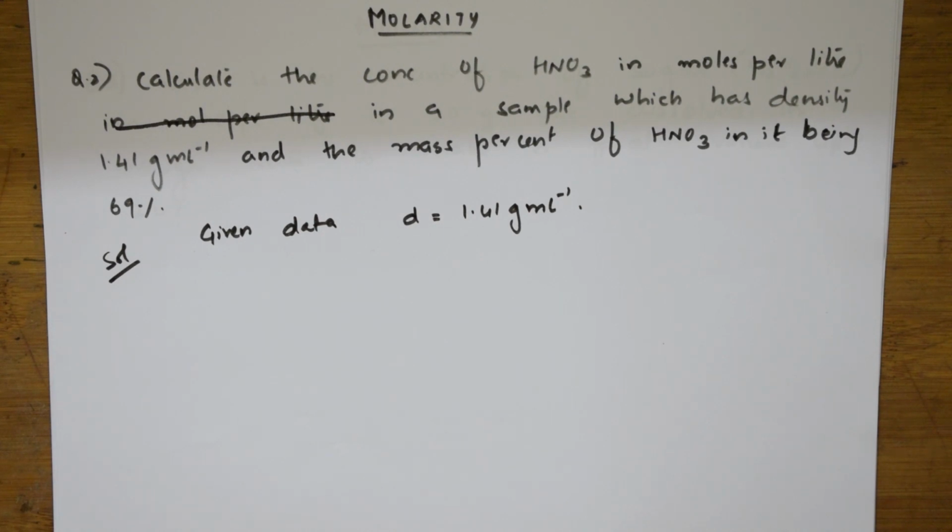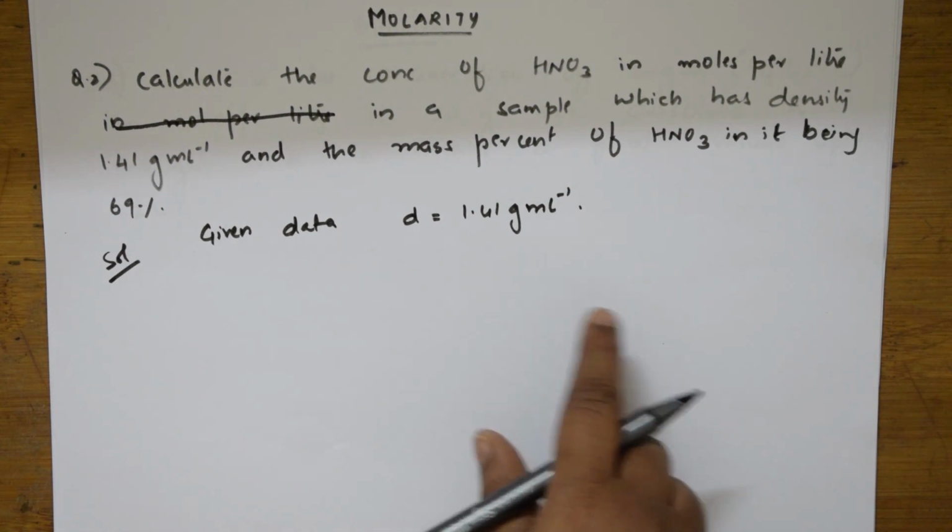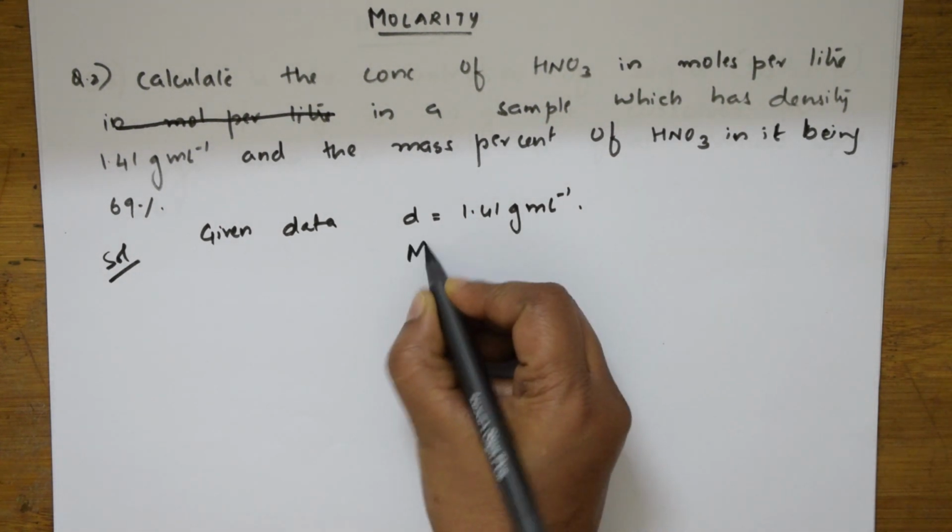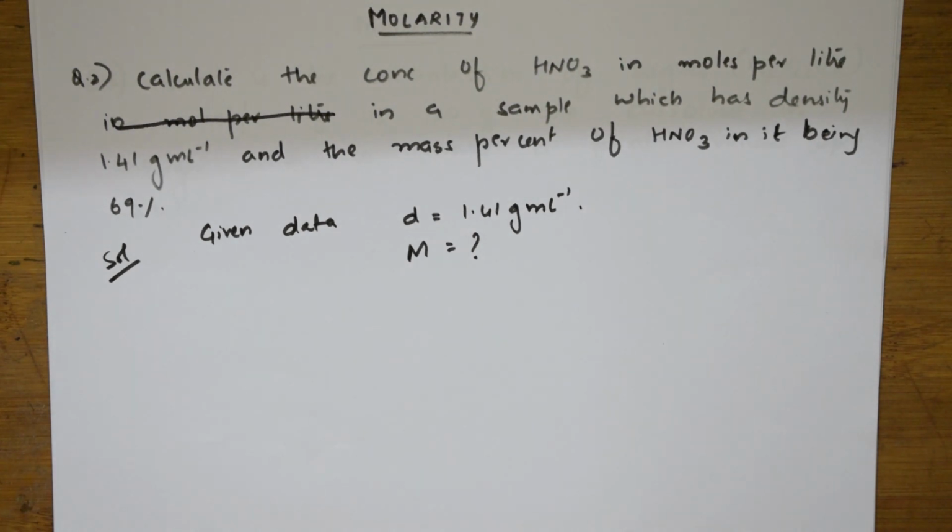Right, basically they're asking us to find the concentration of nitric acid, and they've given the units, right? They're asking us to find the molarity only, nothing else. Moles per liter is the unit for molarity, isn't it? Fine. So that is what they're asking. Now I need to find capital M. Then, is there anything else given?